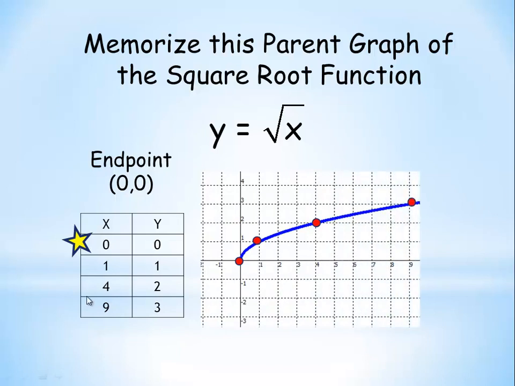Notice that the values chosen for the x column are actually perfect squares. The square root of 0 is 0. The square root of 1 is 1. Here we chose 4. The square root of 4 is 2. And the square root of 9 is 3. Plotting the points, we see what actually looks like half of a parabola drawn horizontally.